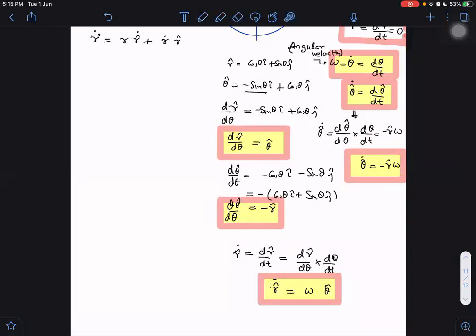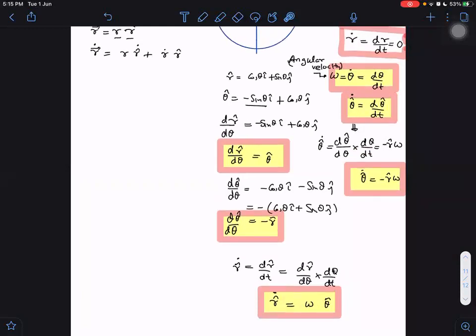So what information are we going to use? What is the derivative of the R cap vector? Omega times theta cap. Sir, I have a doubt. Why are we differentiating with respect to time, sir? Where?